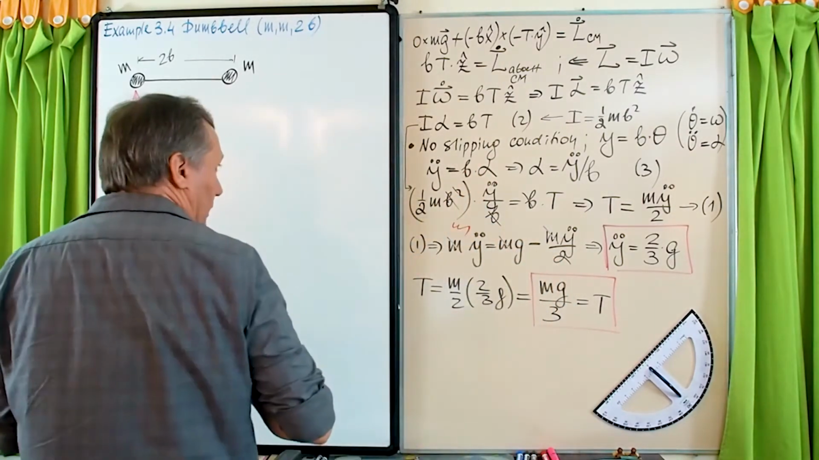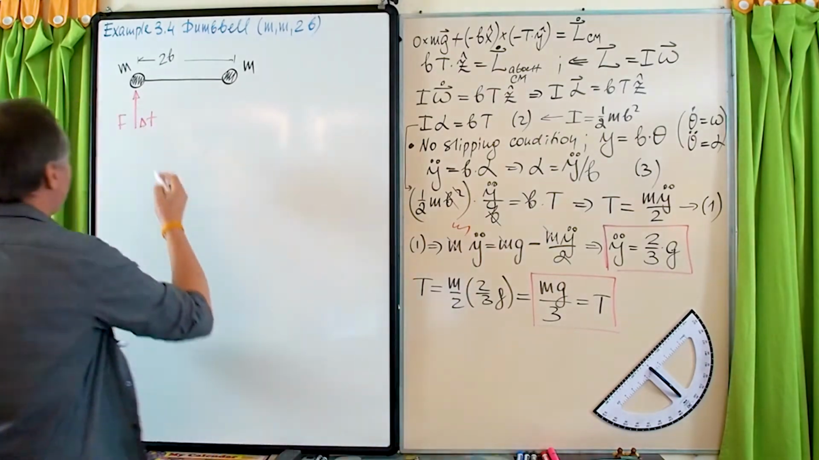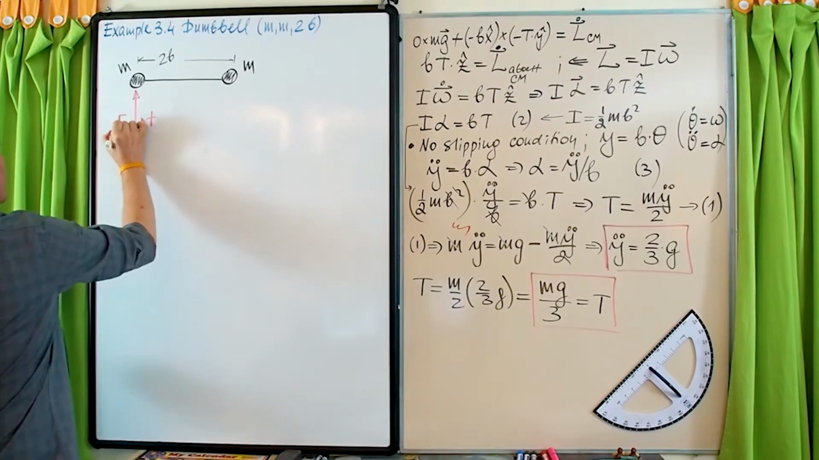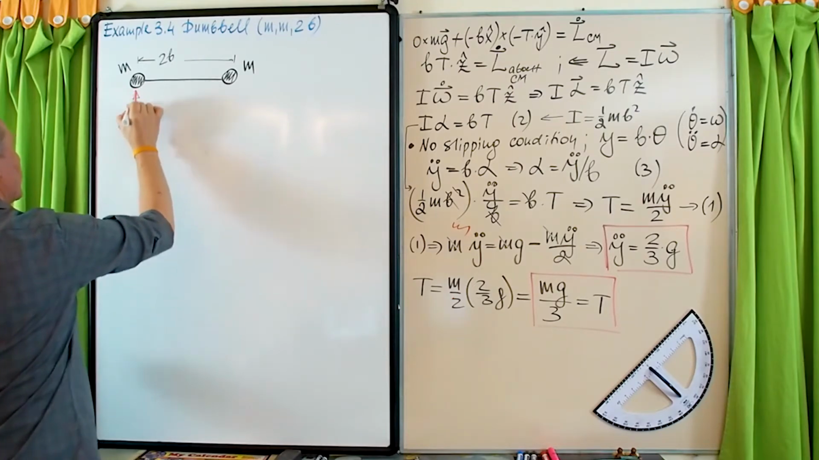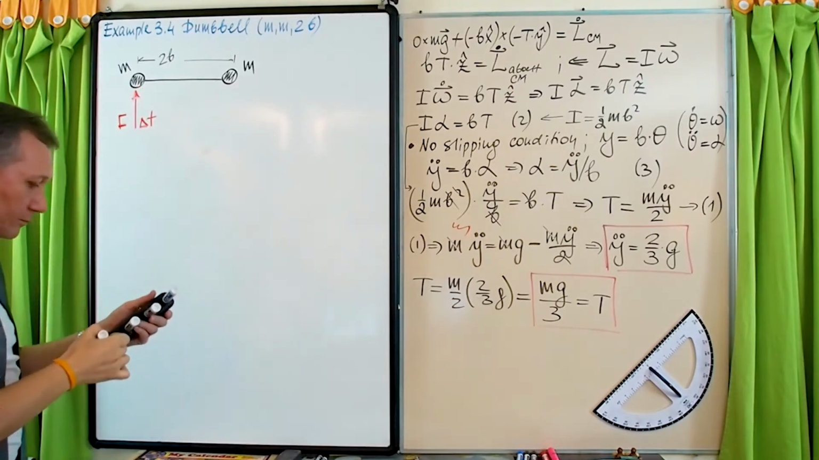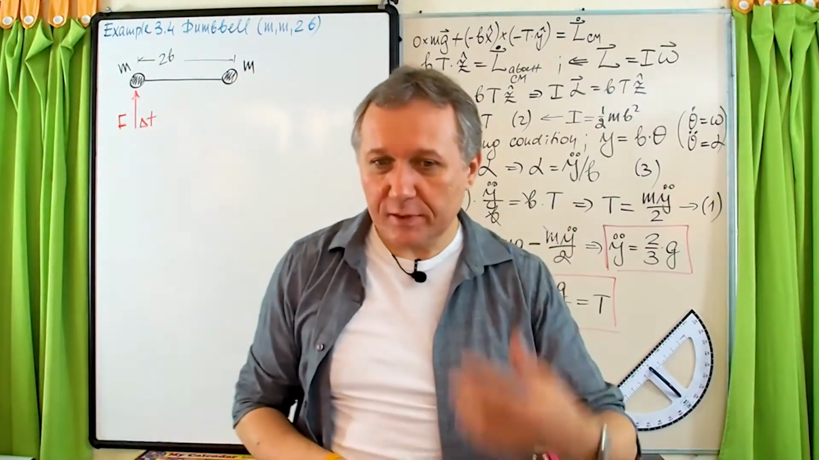Okay, I guess this marker will be better. So F, yes, it is better. Delta t. So we need to describe this motion, the motion of the system.